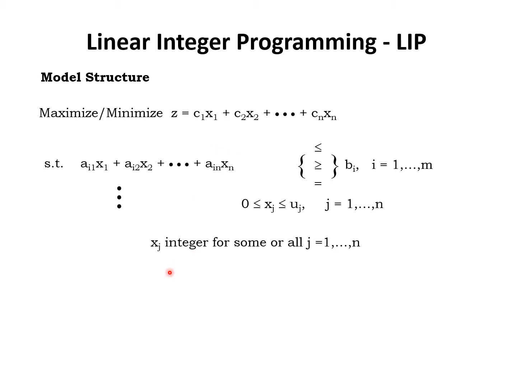xj, for j from 1 to n, is integer. It takes only integer values. So it looks exactly the same, except that instead of saying xj larger than or equal to 0, the non-negativity constraint that we used to use, now we have the non-negativity constraint here and an upper bound there, but an added extra constraint saying that xj is binary, sometimes 0 or 1, nothing in between, or an integer 1, 2, 3, 4, and nothing in between.